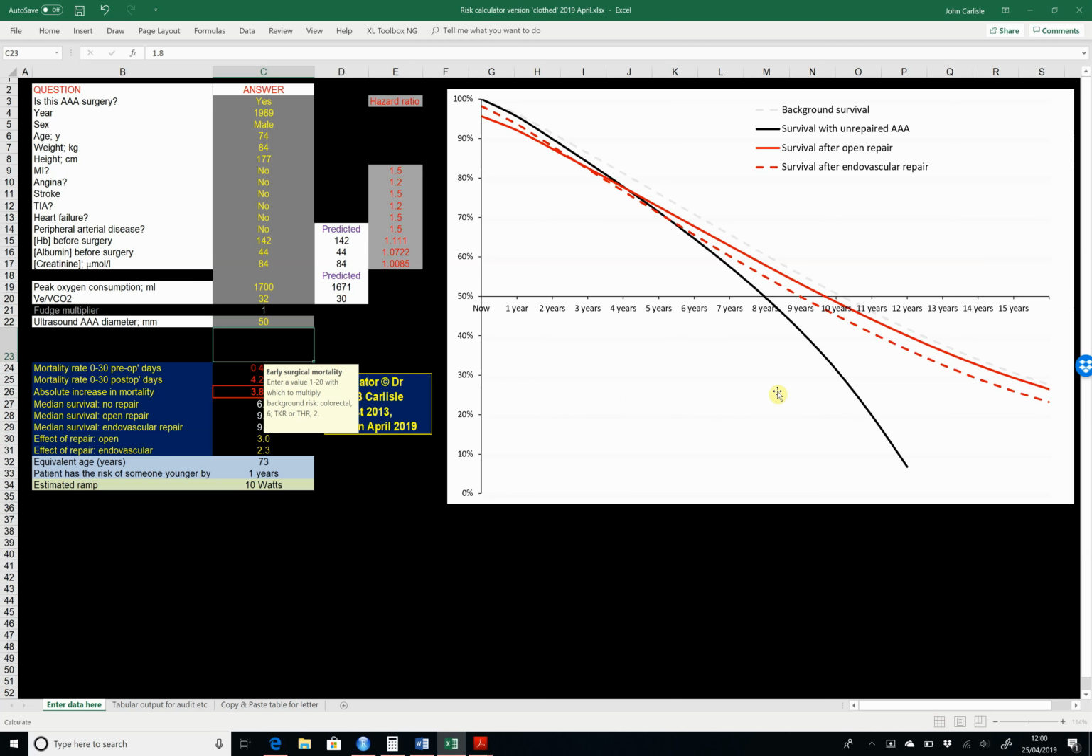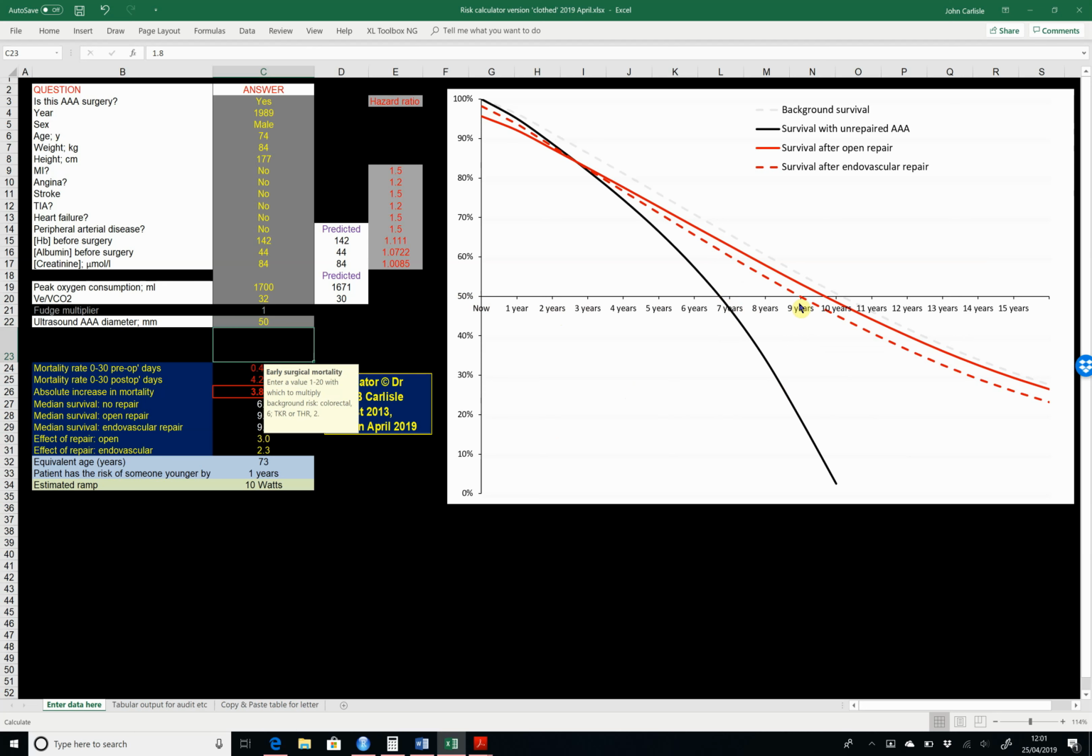50. So you'll see here that the median life expectancy, the point in the future that half of men just like this one would have died, without aneurysm repair is about 6 years 9 months. After endovascular repair it's about 9 years, and after open repair about 9 years 8 months, something like that. So that's how you use the calculator.